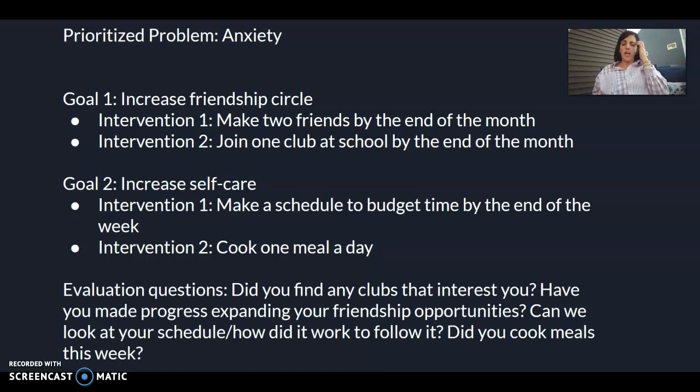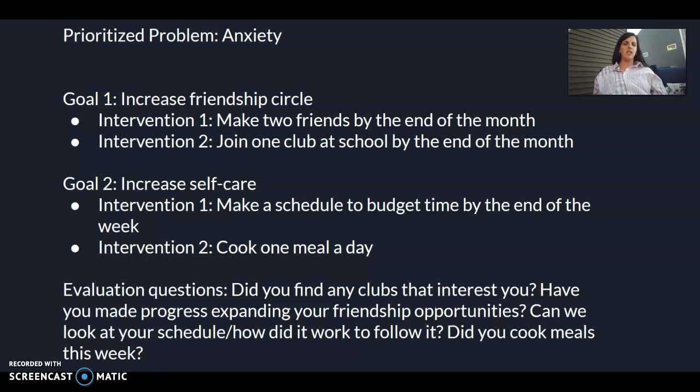So evaluation questions: did you find any clubs that interest you? Again, that's subjective checking in to see if they were able to find one. Have you made progress expanding your friendship opportunities? Can we look at your schedule? How did it work to follow through? Did you cook meals this week? They don't have to be anything earth-shattering. It could just literally be like, did you do this?